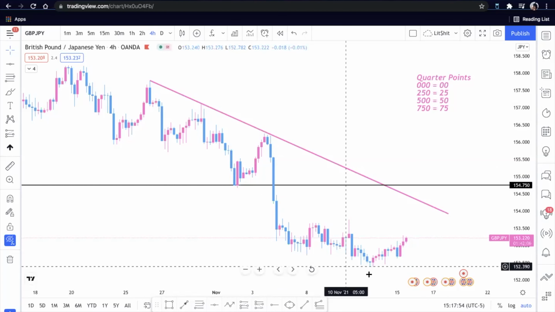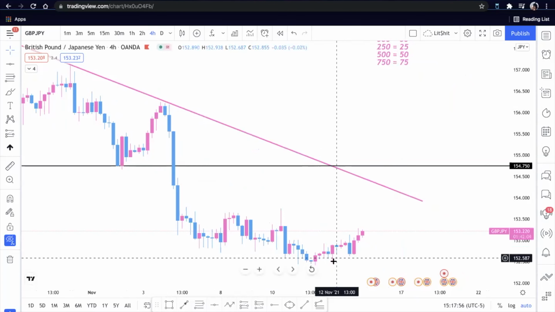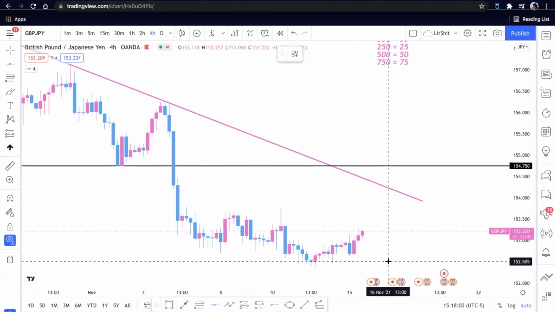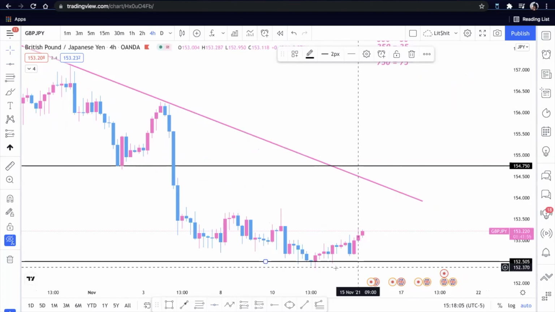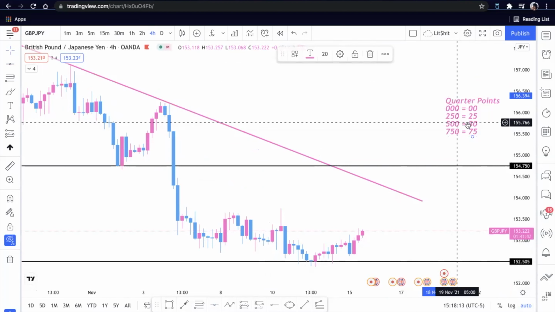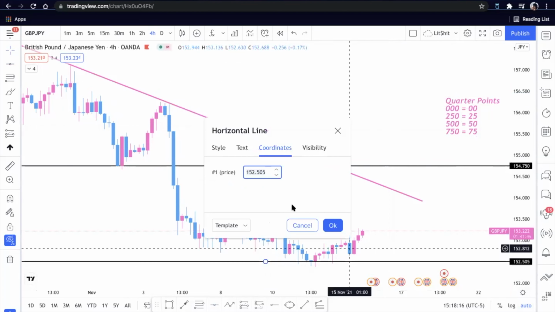Okay, so if I go down right here where price is lingering, I'm going to find an area of support or a floor area for price. So I see one right about here. And if you look at the last three numbers after the decimal, you see 505, and that is close to our quarter point, 500. So I'm just going to go in and change that to 500.